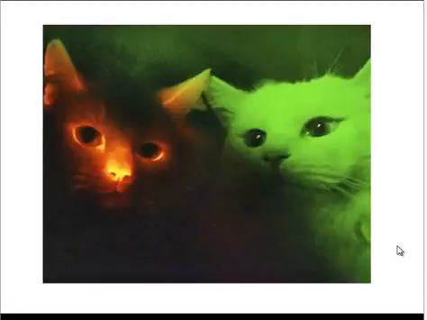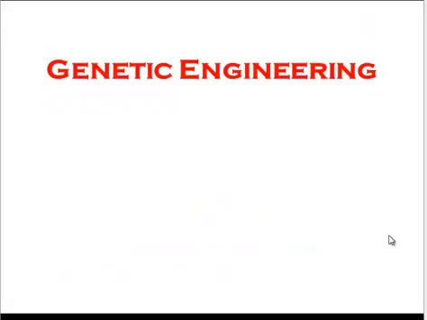These cats can glow in the dark. Now, is this a naturally occurring trait due to a random mutation? Nope, this is an example of genetic engineering, and we're going to take a look at how this process works in this video. Note that genetic engineering goes by different names.